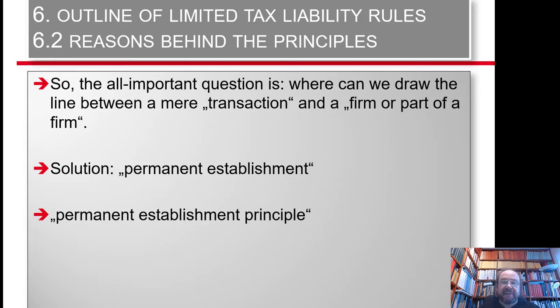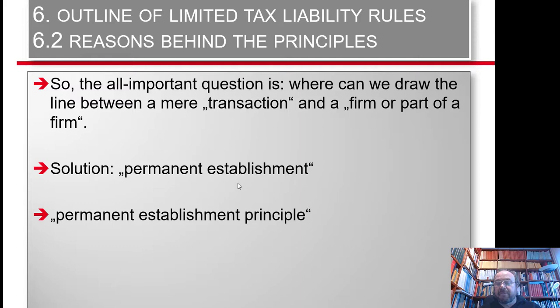And the solution is, well, you should draw the line where somebody establishes a part of the business permanently in the inland. So that is called a permanent establishment. Perhaps you have already heard the term. A permanent establishment is a fixed place of business or a fixed place or some devices where the activity of an enterprise is undertaken.